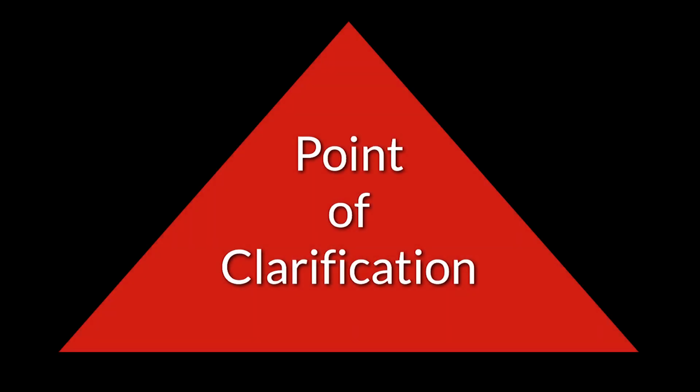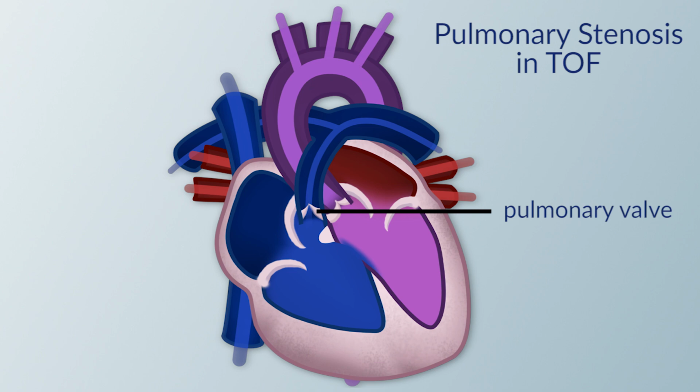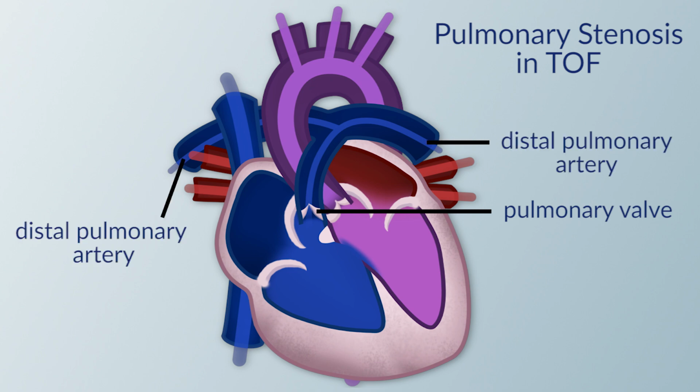Point of clarification. Pulmonary stenosis in Tetralogy of Fallot may involve stenosis of the pulmonary valve, but it can also potentially involve stenosis of the distal pulmonary artery. The degree of stenosis varies in patients based on their individual anatomy.